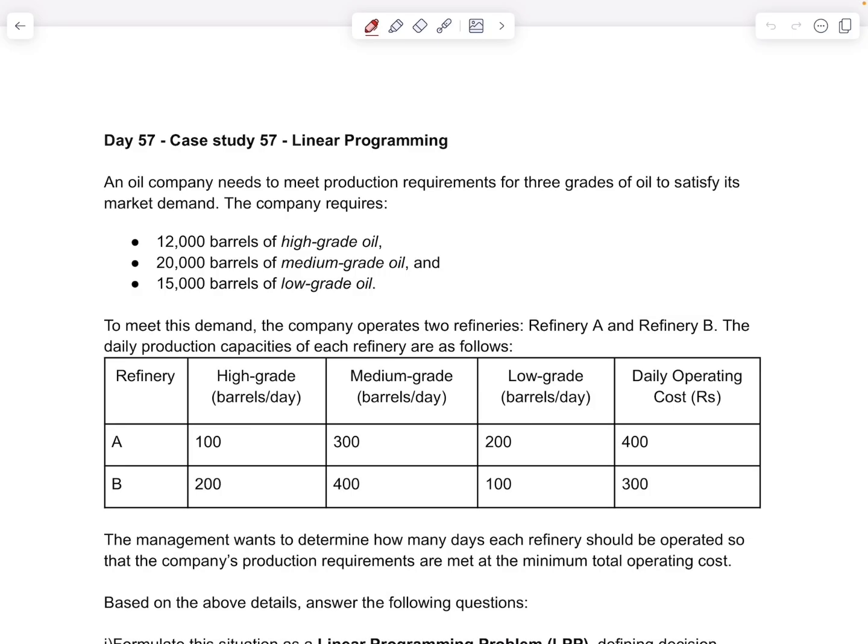The question goes like this. An oil company needs to meet production requirements for 3 grades of oil to satisfy its market demand. The company requires 12,000 barrels of high grade oil, 20,000 barrels of medium grade oil, and 15,000 barrels of low grade oil. So this is the requirement actually.